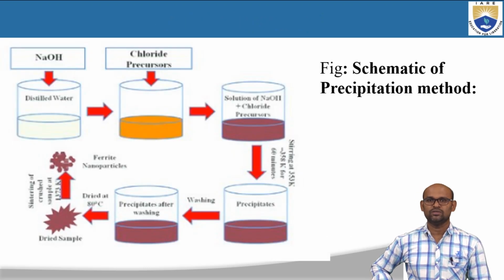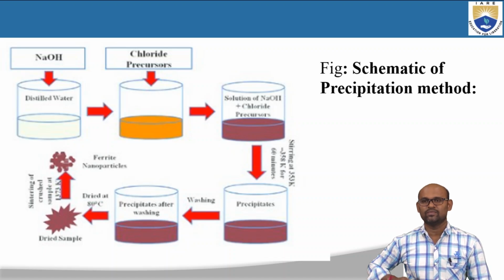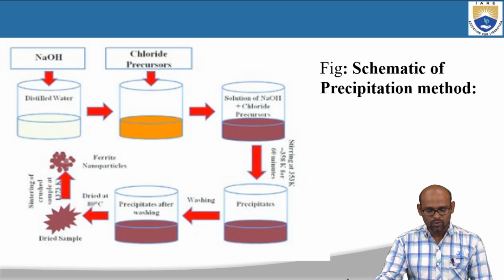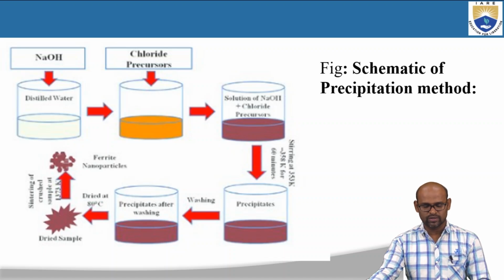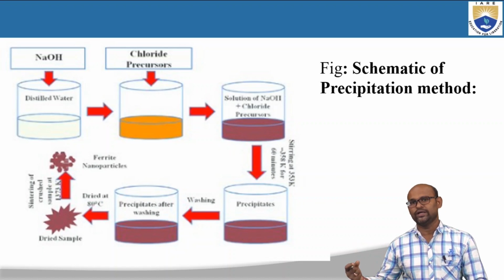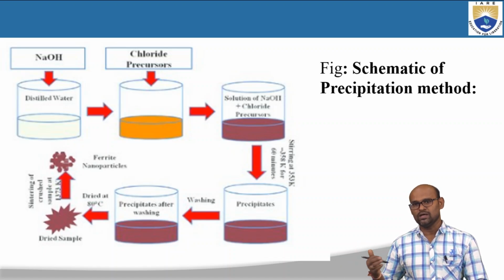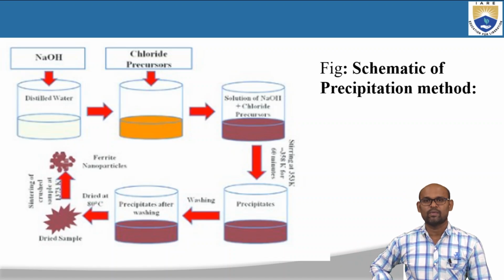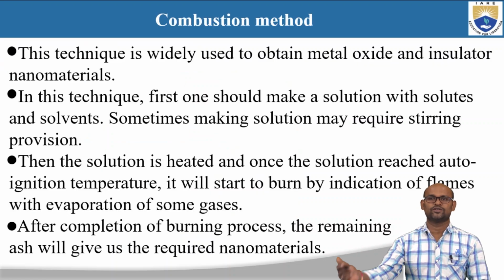So this is the precipitation technique, and this is the schematic of the precipitation method. First we take solute and solvent. When we mix these two, we get this precipitate. There is a formation of solid that separates out from the solution. This is the schematic of the precipitation method.